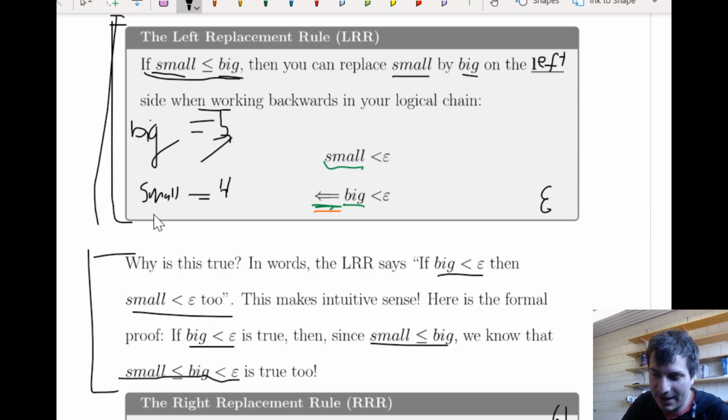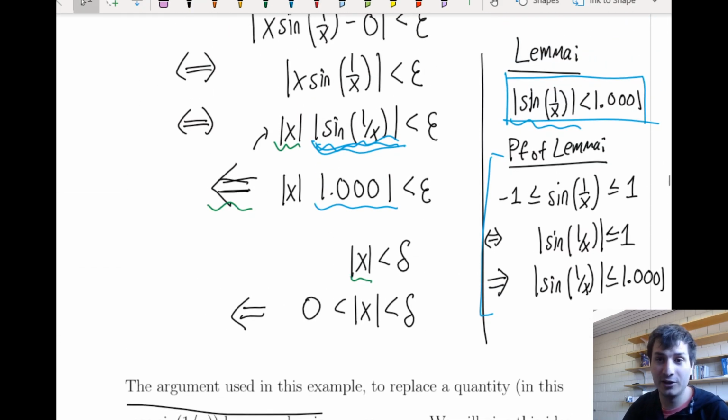Epsilon is a secret number. Pretend epsilon is bigger than 5. If epsilon is a number that's bigger than 5, then epsilon is definitely bigger than 4. That was one of the homework problems with an x. So that's the left replacement rule. It says if epsilon is bigger than something big, then definitely epsilon is bigger than something small. And we're using it here where the big thing is 1.0001 and the small thing is the absolute value of sine of 1 over x. So if epsilon is bigger than all this stuff, then definitely epsilon is going to be bigger than the thing with the sine. That's the left replacement rule.